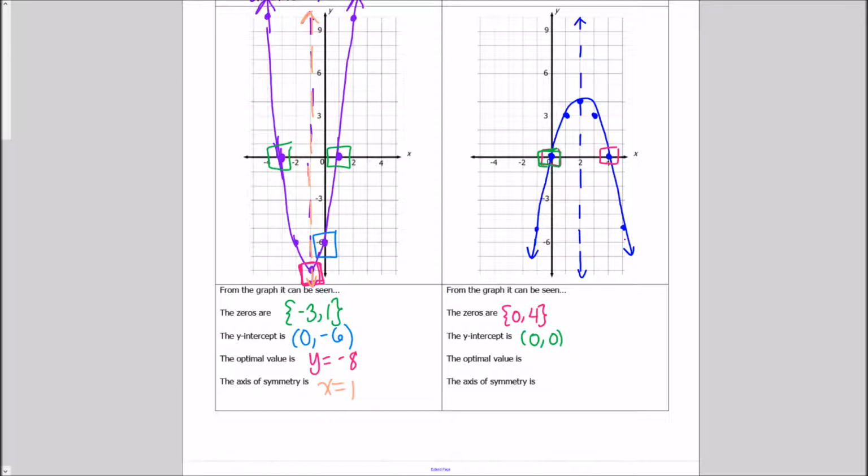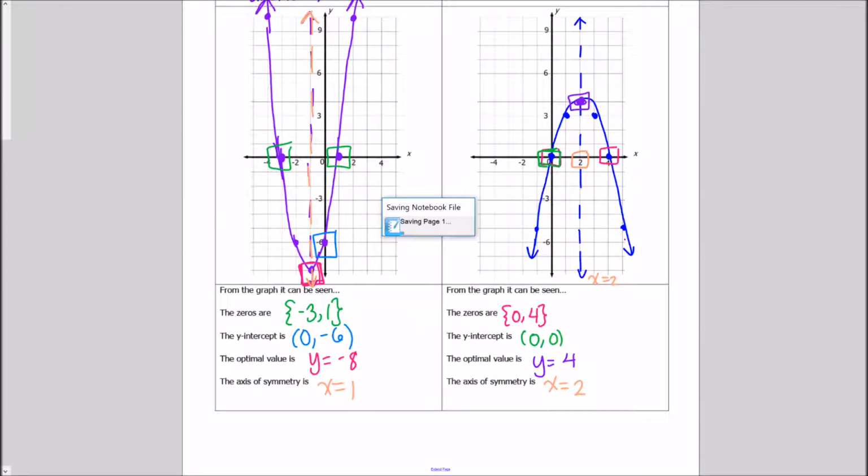The optimal value comes from our vertex, and this time it's reaching a highest point, and the point that it's reaching is 4. So this right here is our optimal value, so it happens when y equals 4. And then lastly, our axis of symmetry is this line that you already drew, and the equation of this line is x equals 2 because it crosses through the x-axis at 2. Okay, so that's just some review on how to do these graphs right here.